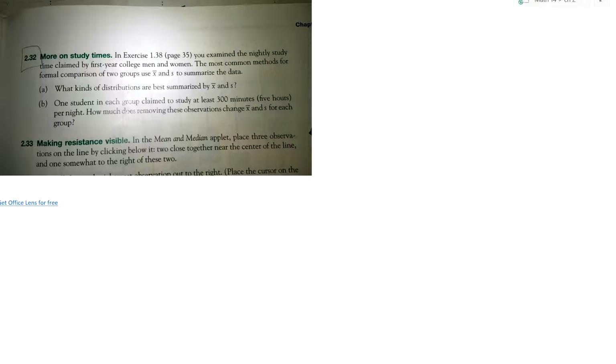Okay, 32. In exercise 138, you examine the nightly study time claimed for first year college men and women. The most common methods for formal comparison of the two groups use X bar and S to summarize the data. Remember, X bar, that's the average or mean. We use mean more often than average. And S is the standard deviation.